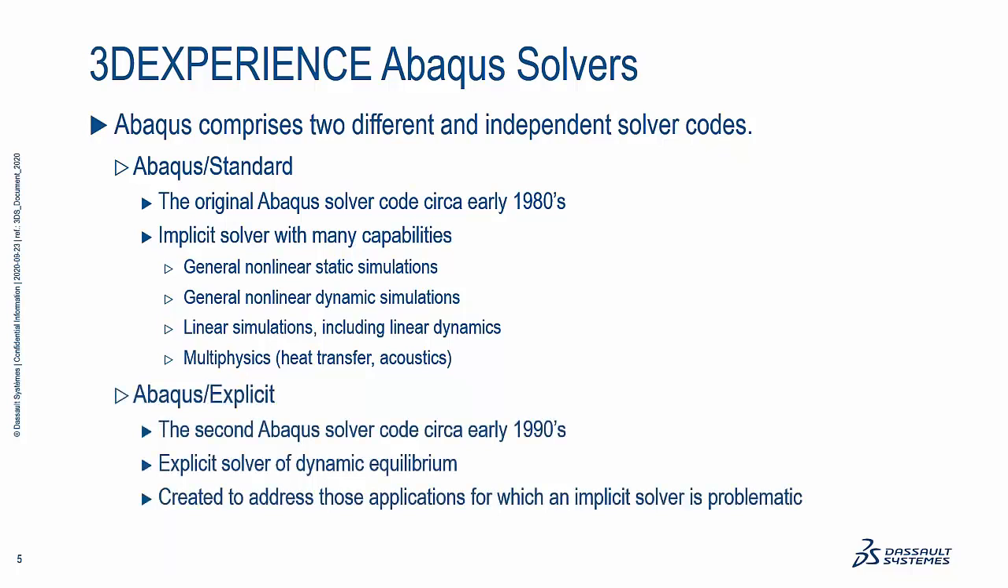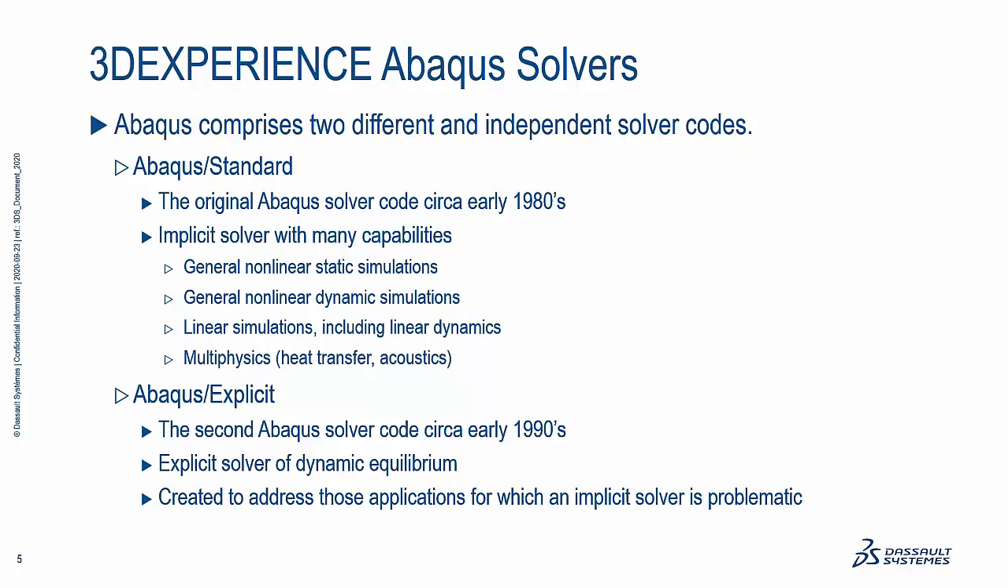The second solver, second only in terms of chronology, is Abaqus Explicit, which is, as the name implies, an explicit solution technique. It was started in the late 1980s and was released in the early 1990s. It is an explicit solver for dynamic equilibrium, and was created simply to address those circumstances which are not well handled by an implicit solver. And what are some of those?